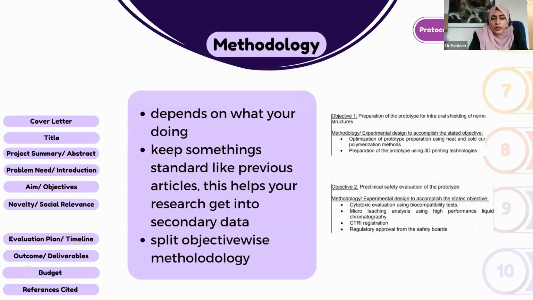Then again, methodology, I told you, that will be like an example. Probably my first objective was preparation of the prototype for intraoral shielding. So under that, I split my methodology, like optimization of my prototype and preparation of the prototype and all that. My second objective was now clinical safety evaluation of my prototype.